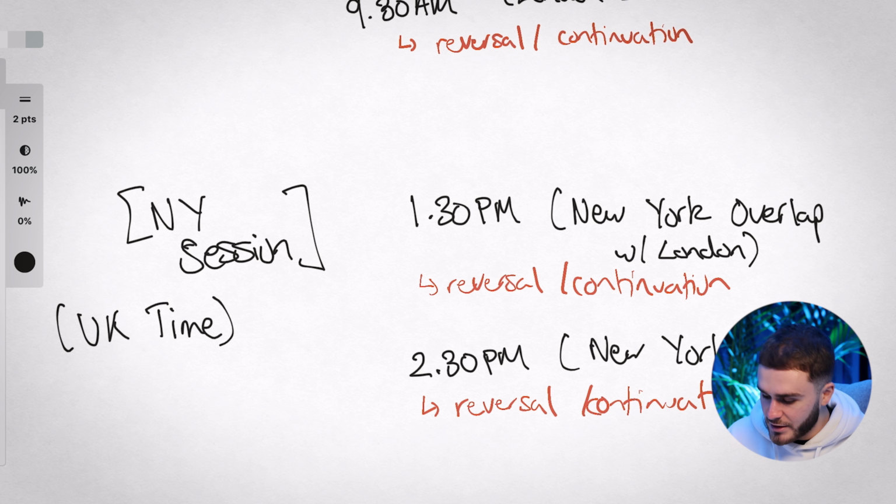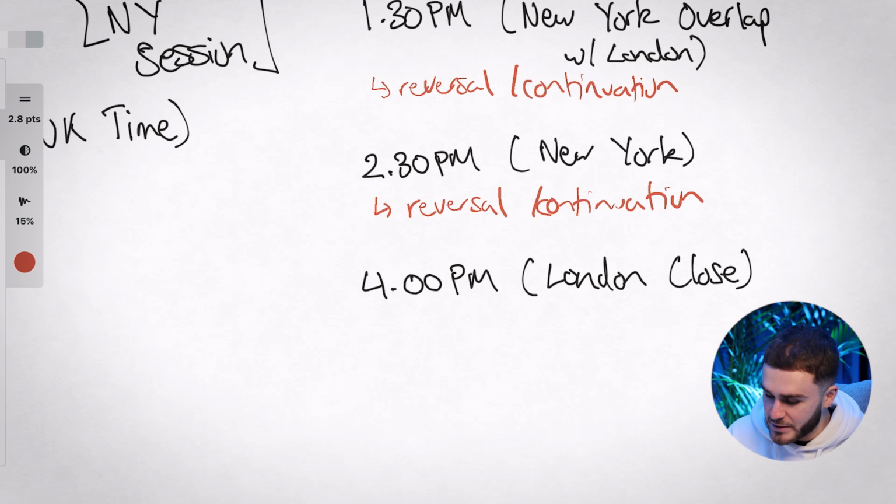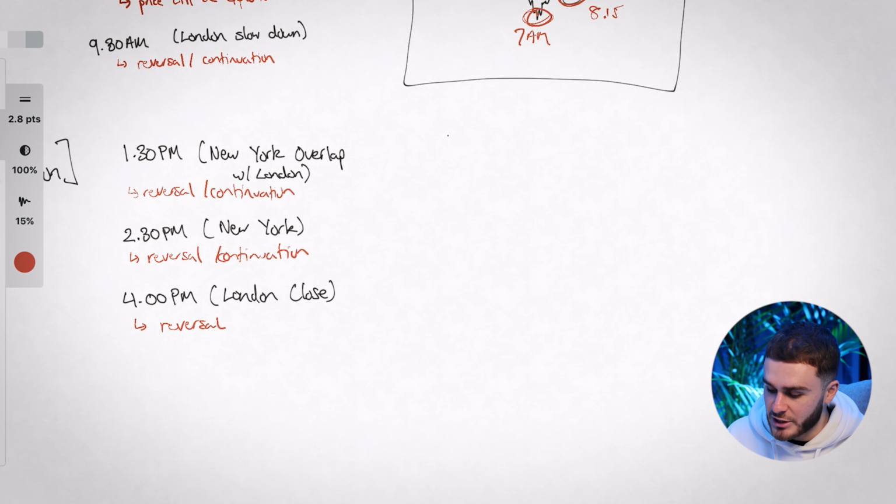And then finally, the final point of the day is going to be 4 p.m. And that is going to be what I like to call the London close. And that right there is typically a continuation point, a reversal point. So how does this actually look like?